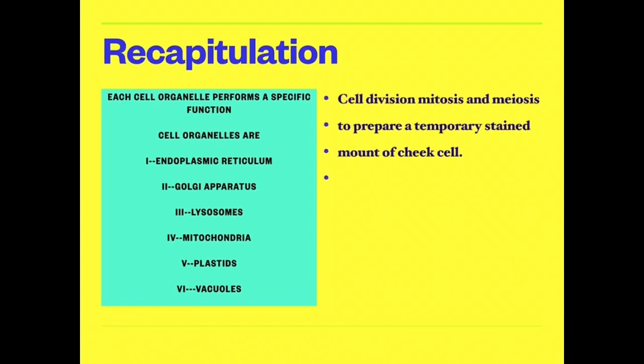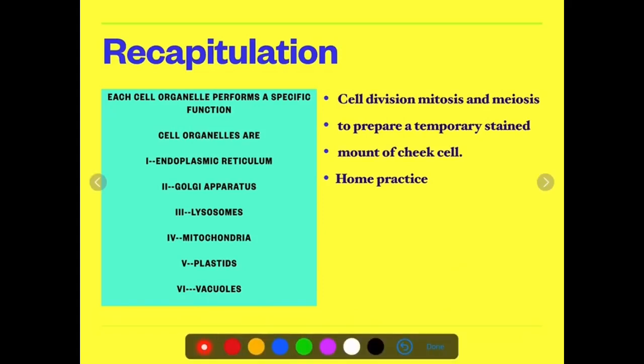Then we have studied cell division. Cell division is of either mitosis or meiosis. Mitosis is an equational division where only 2 daughter cells are formed, with mother cell and daughter cells having the same chromosome number. Meiosis takes place in reproductive organs where 4 daughter cells are formed, with daughter cells having half the number of chromosomes. After that, we prepared the temporary stained mount of human cheek cells, and now what is required is home practice.